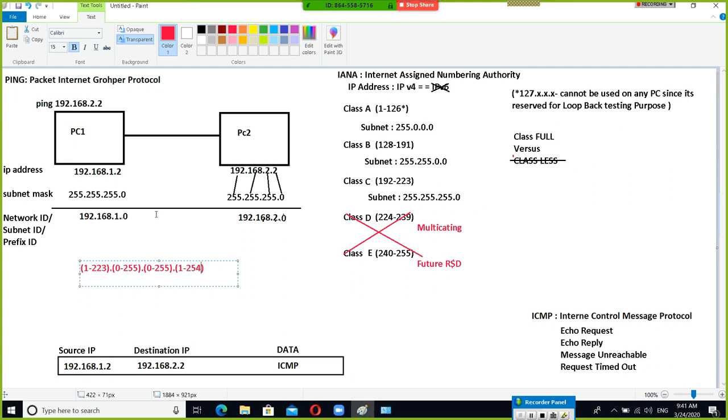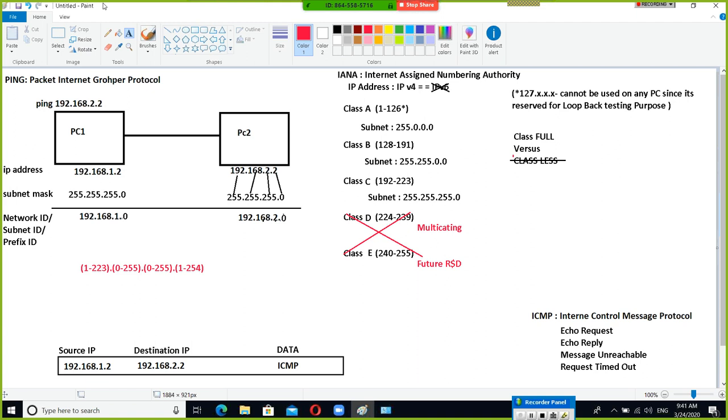Now we need to discuss this. Why not 0? Why not 255? First of all, 0 would be considered the network ID. Network ID is the identity of the entire network. It's like the surname of a person. You can't use the surname in the first name column, right? So that's the reason why 0 cannot be used.